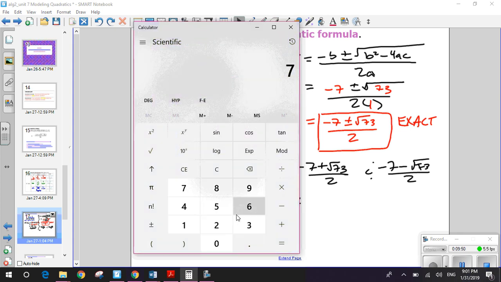All right, so the square root of 73 is about 8.54.